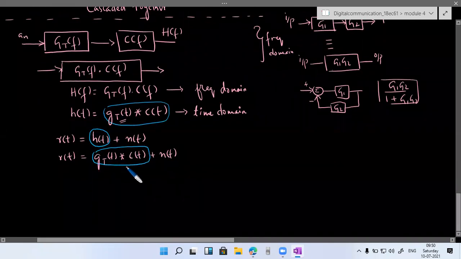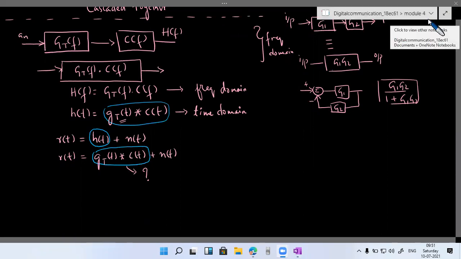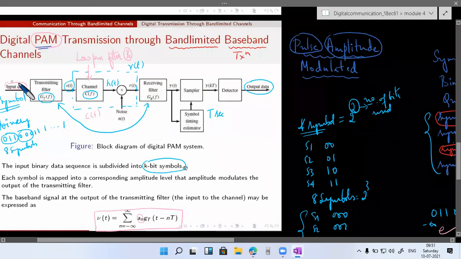But what is this convolution equal to? Can I have some quick answers in the chat? What is this convolution in turn equal to? Let me take you back to this block diagram. So what is this? This G of t in turn is associated with input. What is that? This thing, that is V of t.